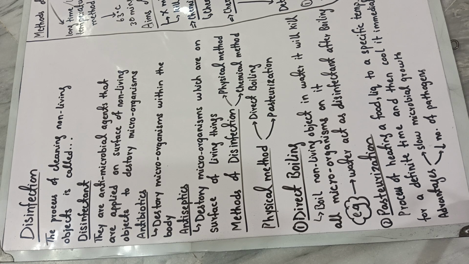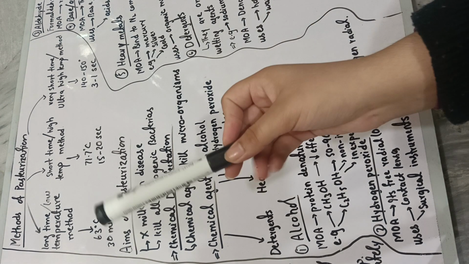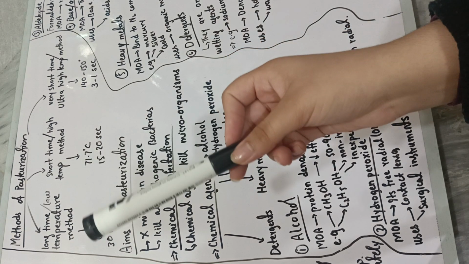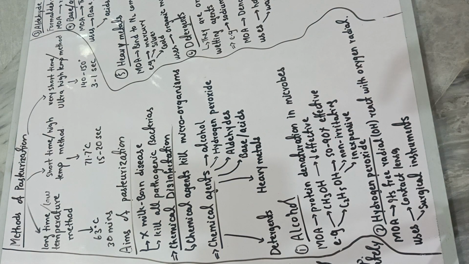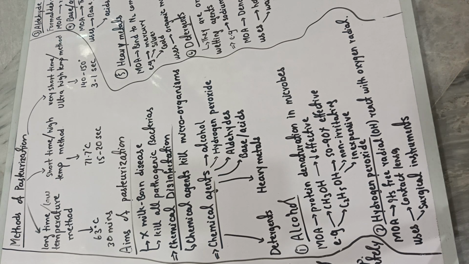Now we are going to discuss the methods of pasteurization. So now we are going to start the methods of pasteurization. We have three methods of pasteurization. The first method is the long time and low temperature method. Long time means it is kept for about 30 minutes, and the temperature is low at that time, and the temperature is 63 degrees centigrade.